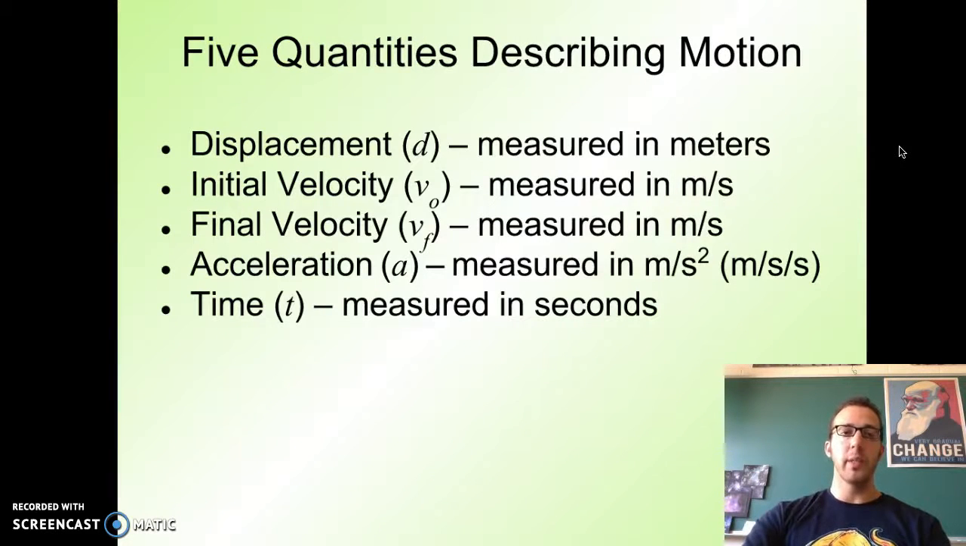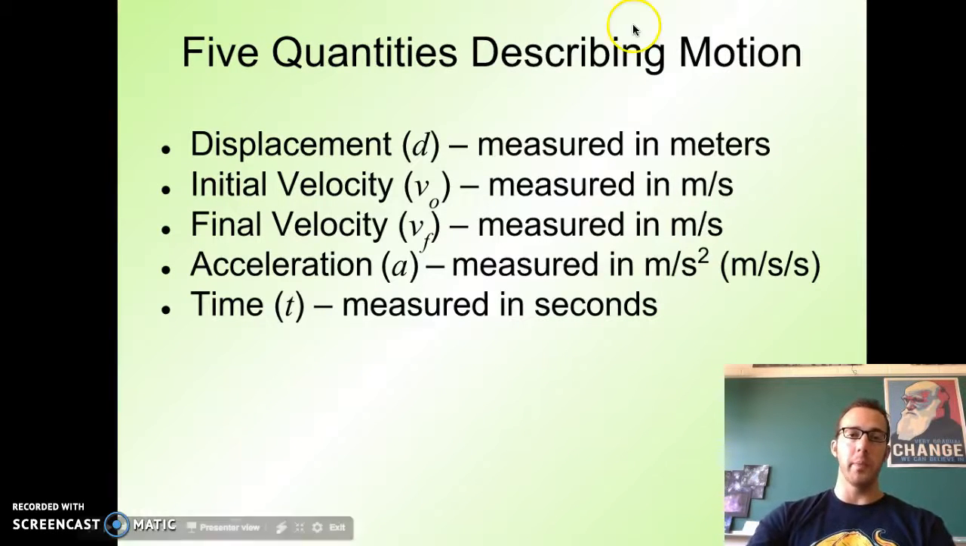So what things are we going to be talking about when we're describing motion? Well, we have 5 different things that we're going to use to describe the motion of any object. The first is displacement, given by the letter D, and it's measured in meters. In English units, we've been measuring this in feet or miles, but for physics, we're going to stick with meters.